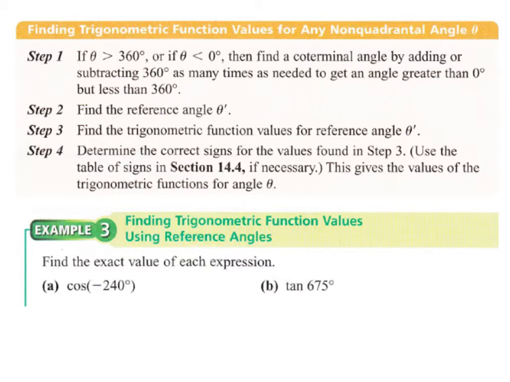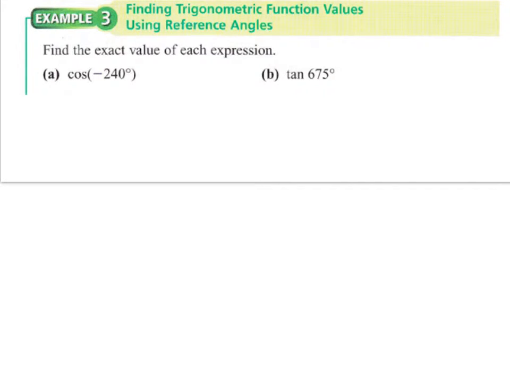We'll start here by finding the cosine of negative 240 degrees. So we need to begin by finding a coterminal angle for negative 240. So we add 360 to negative 240, we get 120. So cosine of negative 240 equals exactly cosine of 120.